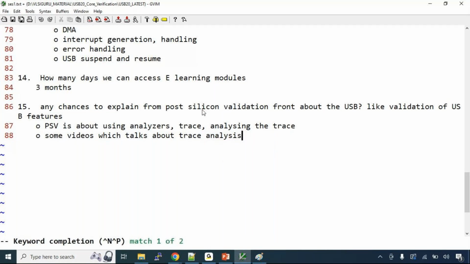But this course doesn't talk about it because this course is not related to post silicon validation. This will be focused on pre silicon validation, that is on the functional verification of the RTL code. But you would still get some useful insights into it.